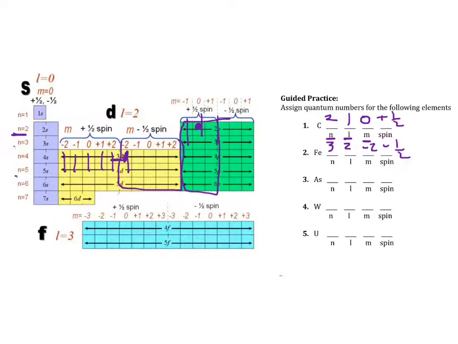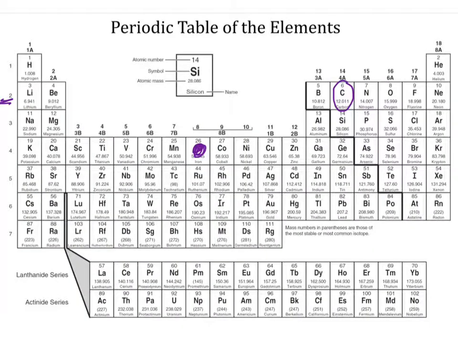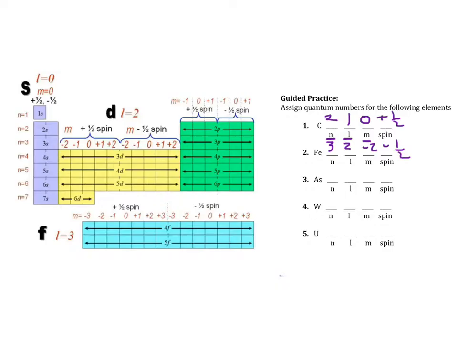All right. Let's go ahead and do arsenic now. Arsenic is right there. All right, so it's 1, 2, 3 into the block. So N is 4. It's in the 4th energy level because it's 4p. It's in the p block, so L is 1. It goes -1, 0, 1. So it's a positive 1. And then it's a positive 1/2 because it's in the first half of the block.